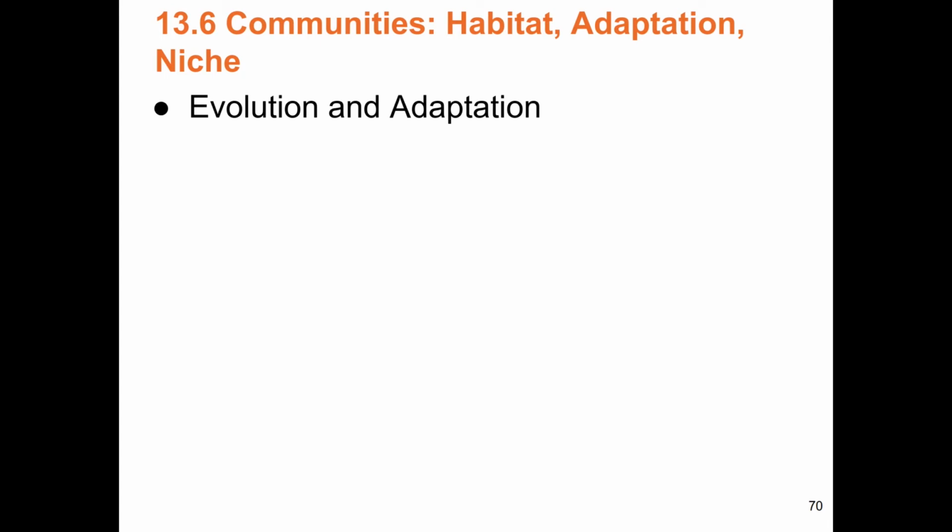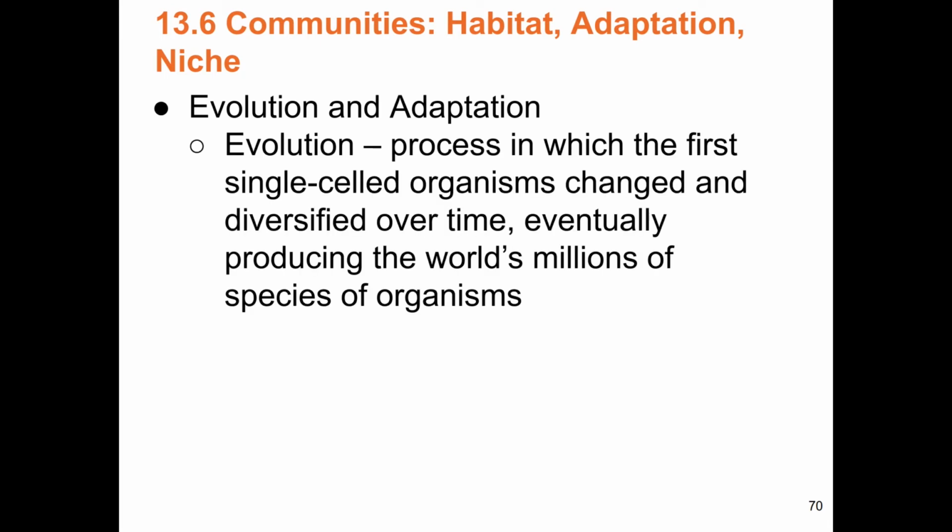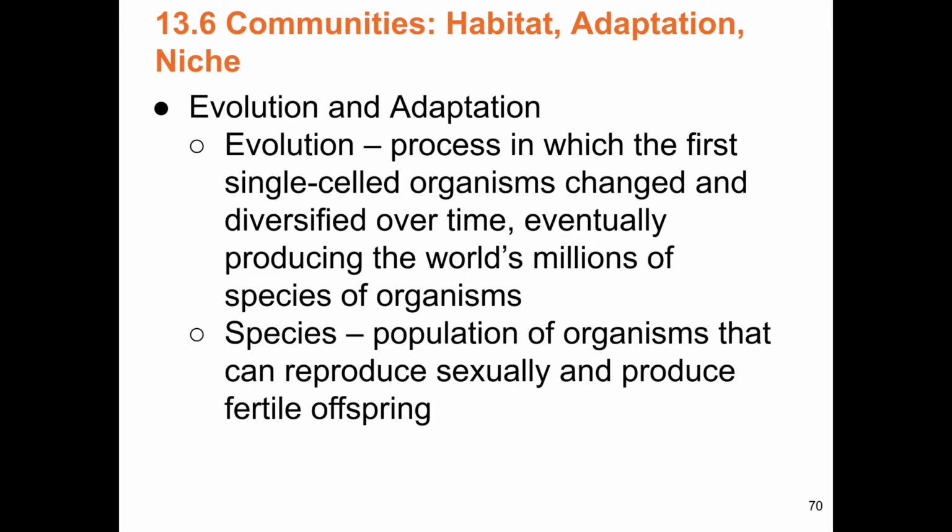So, evolution and adaptation. Evolution, I'll talk more about in a bit. There's a definition: the process in which the first single-celled organisms changed and diversified over time, eventually producing the world's millions of species of organisms. Species, there's a tricky definition: a population of organisms that can reproduce sexually and produce fertile offspring. So if they can't reproduce and make fertile offspring, they're not in the same species.